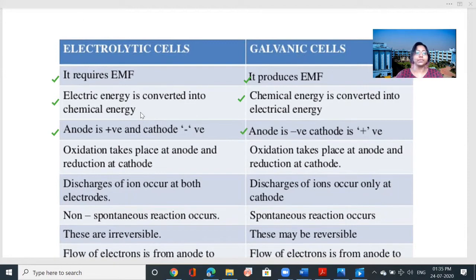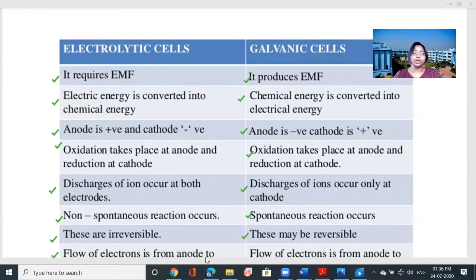Now in the electrolytic cell, oxidation takes place at the anode and reduction at the cathode. Here for the galvanic cell, oxidation takes place at the anode and reduction at the cathode. As you've seen, zinc becomes zinc plus 2, that is the oxidation, and it occurs at the anode. The reduction, that means Cu plus 2 reduced to copper, occurs at the cathode. In the electrolytic cell, discharge of ions occurs at both electrodes; in the galvanic cell, discharge of ions occurs only at the cathode. In one a non-spontaneous reaction occurs, and in the other a spontaneous reaction occurs. This may be reversible.